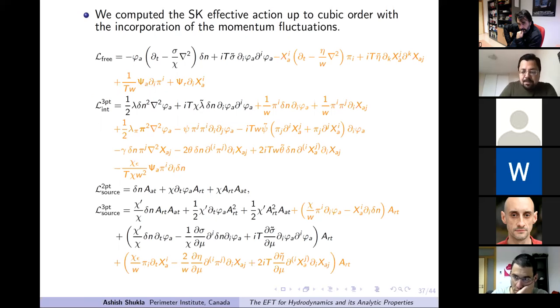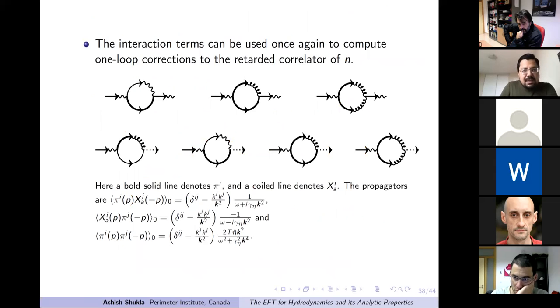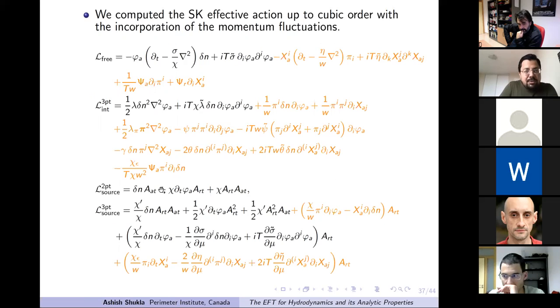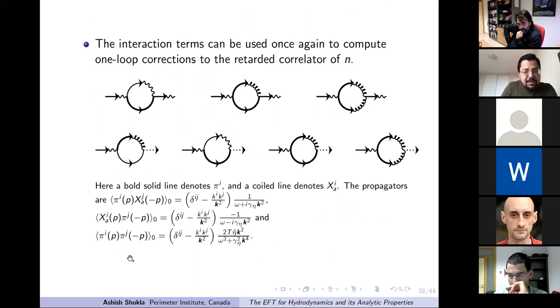It has lots of new interaction terms and everything. We do the same thing with this new set of interaction terms and new set of propagators corresponding to momentum fluctuations and its corresponding noise partner X_A^μ, which can be computed from this tree level action. This tree level action now has quadratic terms in π_i and X_A^i, and this can be used to compute these propagators or 2-point functions for π_i and X_A^i as well.